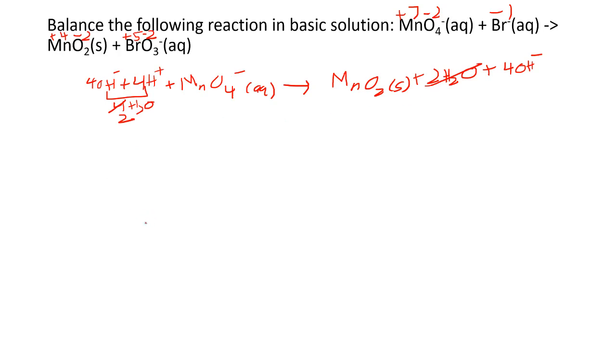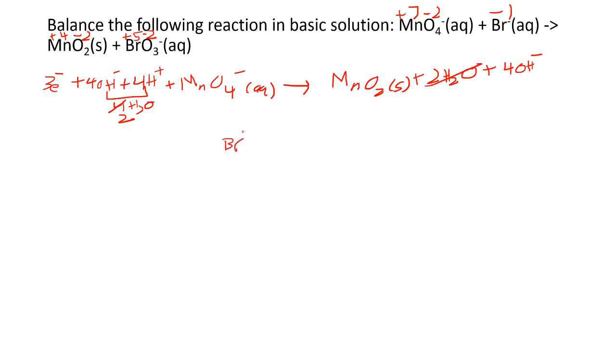So now we've balanced all of the atoms. So the next thing we need to do is balance the electrons. So manganese, we have 1 manganese going from +7 to +4. That means that it is gaining 3 electrons. So the electrons need to be on my reactant side. And I'm going to have it right here, 3 electrons. So now this half reaction is good to go. Let's look at the bromine next.